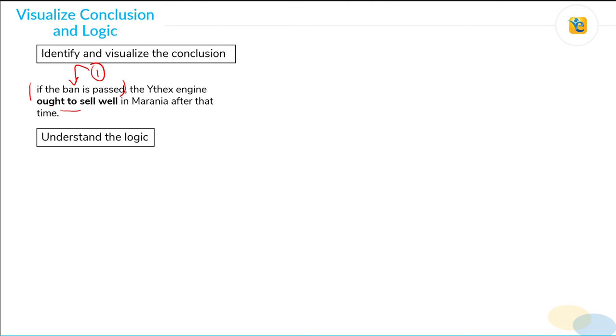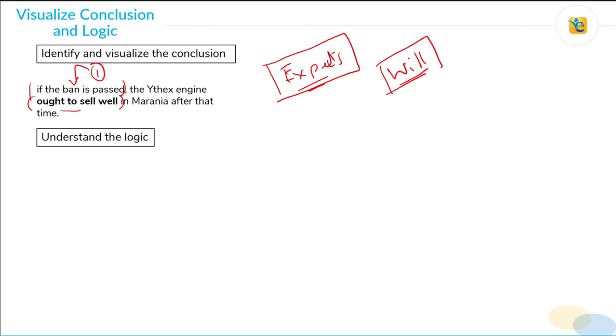So it's important to notice these things. That's one aspect that you need to understand. The second aspect of interest is what I have bolded here. When you say ought to sell well, that means that the author expects the Ythex engine to sell well. This is not the same as saying that the Ythex engine will sell well. There is a difference between saying that the Ythex engine will sell well and saying that it is expected to sell well. So make sure that you understand that these are not the same.